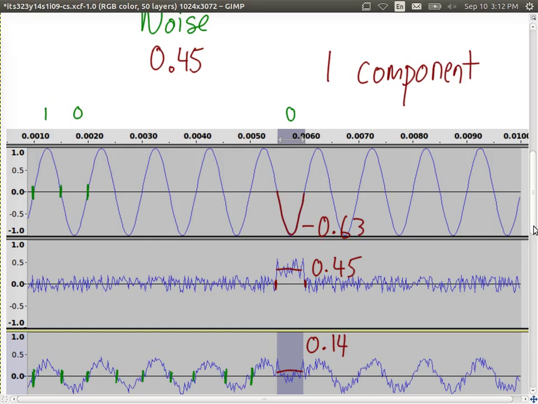Any questions before we move on to another part of signaling? Any questions towards the back? No? Yep.